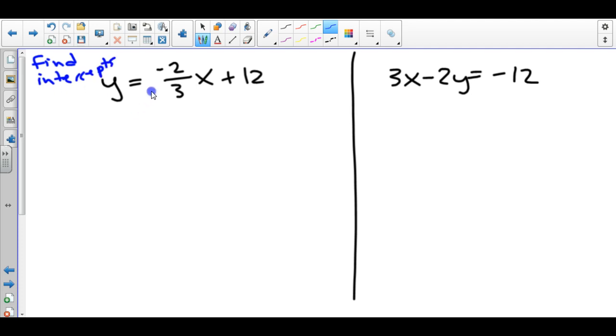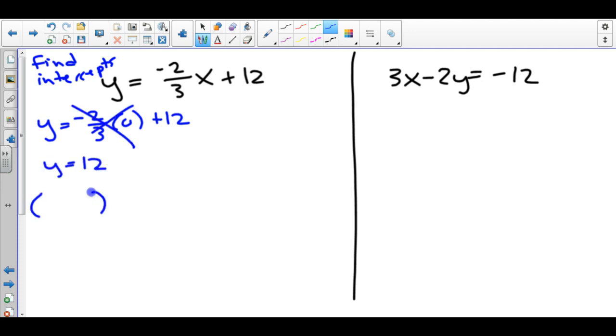So in order to find the y-intercept, you had to substitute 0 in for x. So that's what I'm going to do first. I'm going to substitute 0 in for x, and that will give me the y. So that goes away. So your y-intercept is 12. So when it comes to a coordinate, just make sure you understand, I substituted 0 for x, and we got 12 for y. So your coordinate's going to look like this.